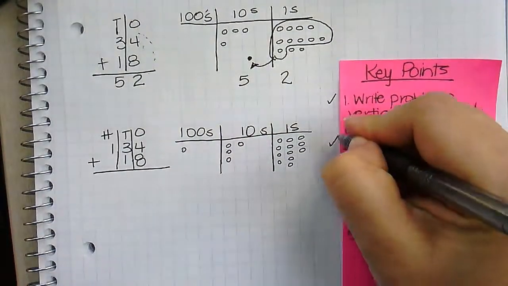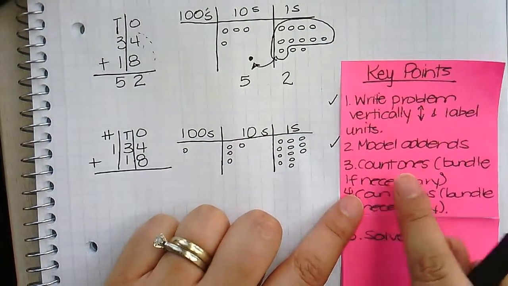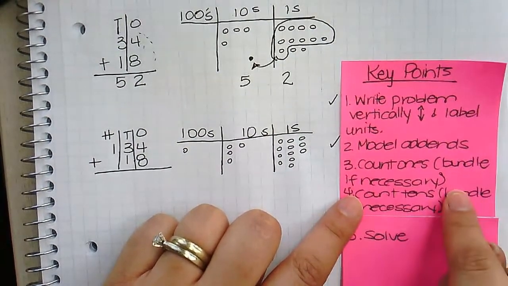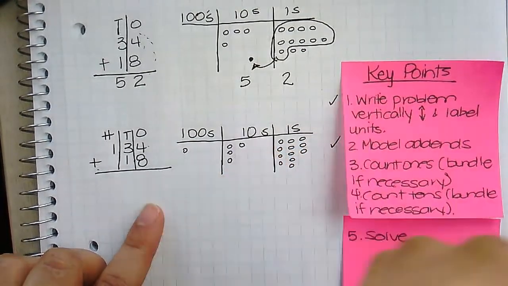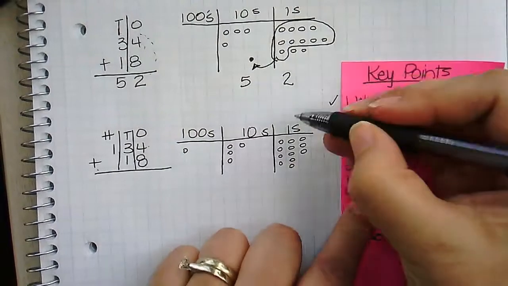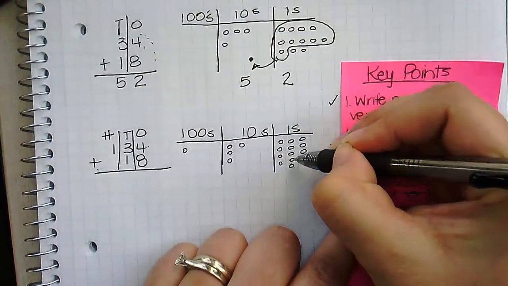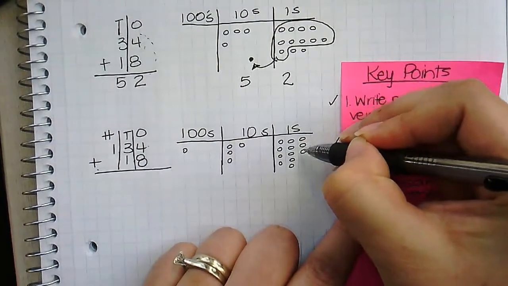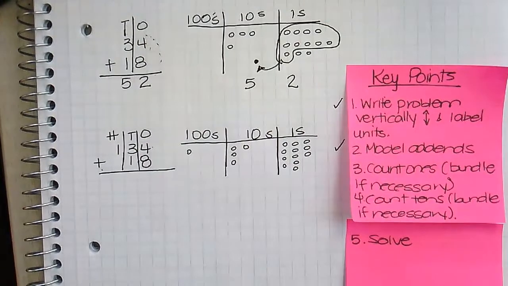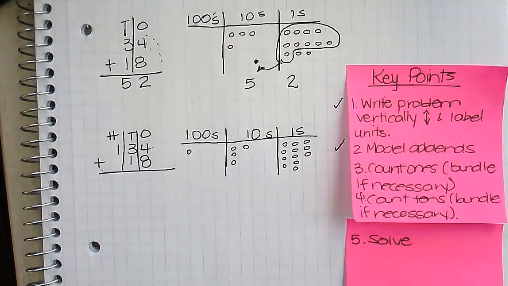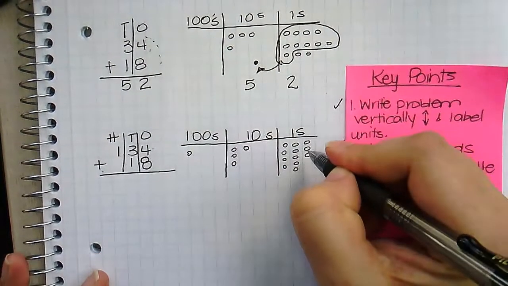So I already did step number 2. Step number 3, it says count the ones, bundle if necessary. What's 4 ones plus 8 ones? Well, let's find out. 1, 2, 3, 4, 5, 6, 7, 8, 9, 10, 11, 12. 12 ones. What do you do, boys and girls? Yes, you bundle it. Great job.